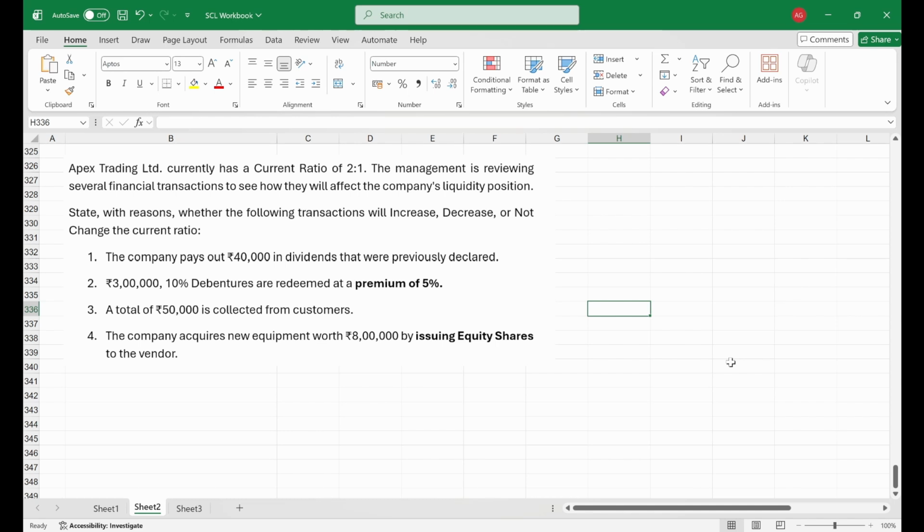Okay, the first situation is the company pays out rupees 40,000 in dividends that were previously declared.